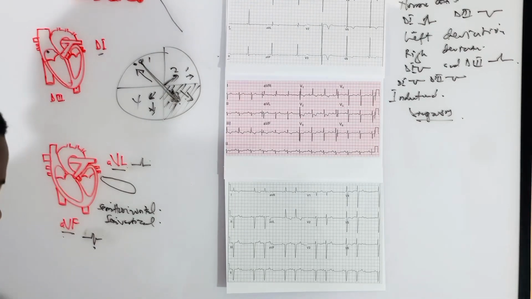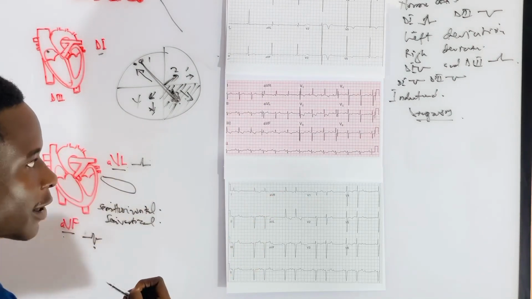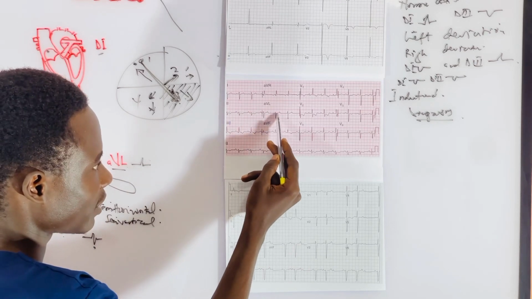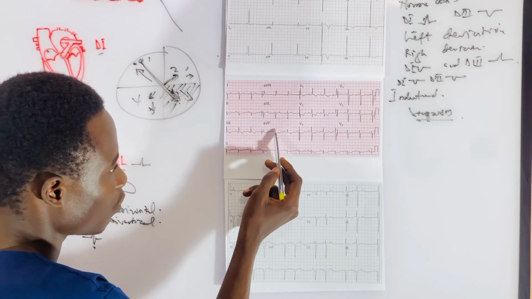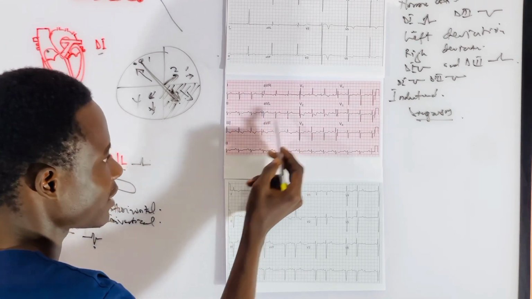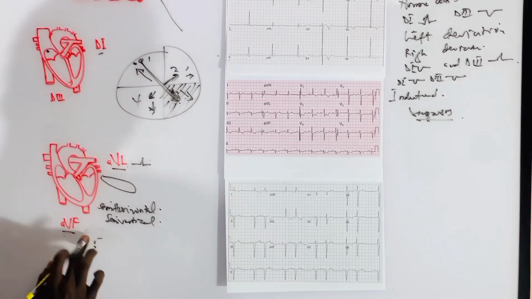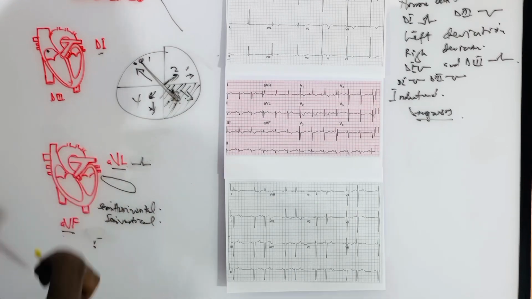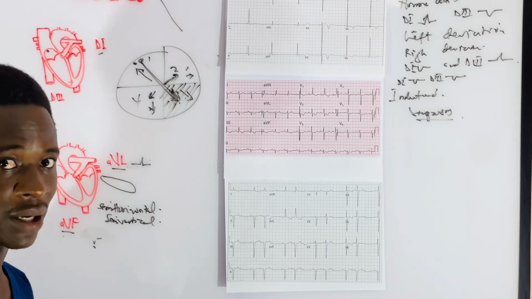Now, let's look at something here. Let's check the second graph. The second graph over here, the AVL is negative, and then the AVF is positive. AVF is positive and this one is negative. Do you understand? So this one is positive and this one is negative. That means the heart is vertical. So we say it's vertical. Are you clear with it?